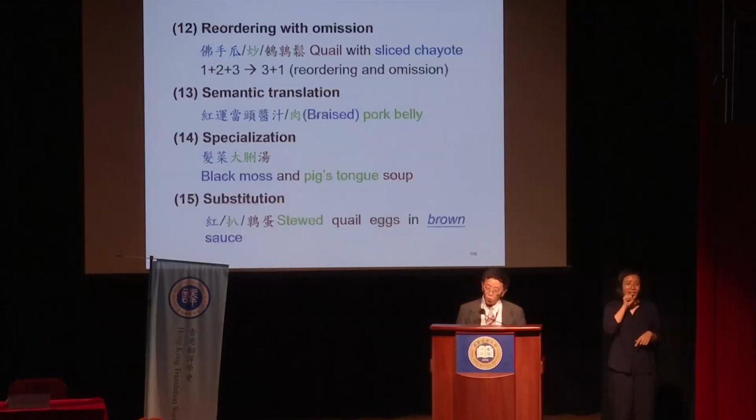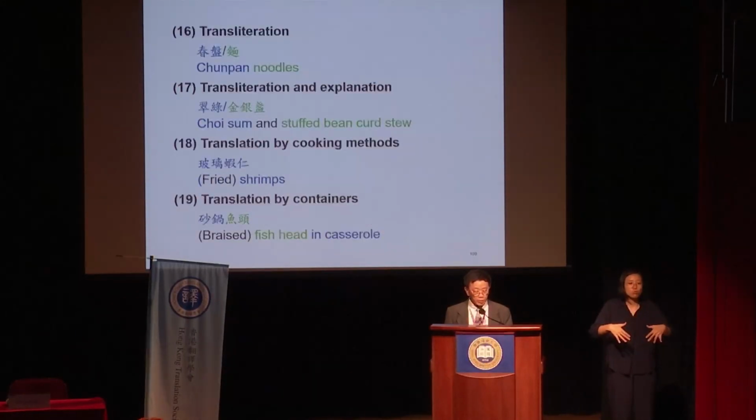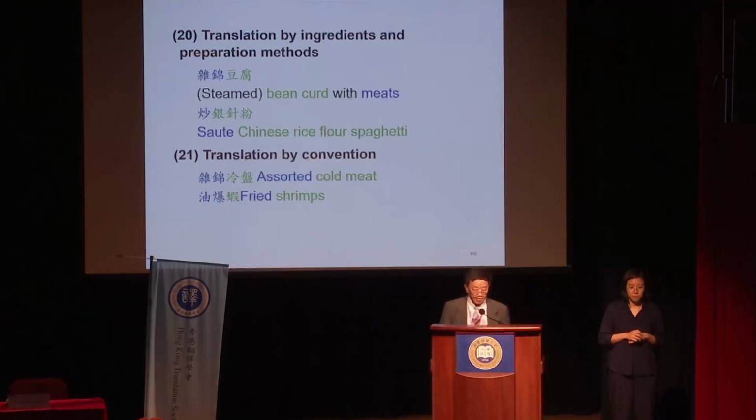You also reorder with an omission, and sometimes you simply do what we call semantic translation. 鸿运当头酱子入. What do you mean by 鸿运当头酱子? We simply get braised pork belly. And specialization, substitution, I think I don't need to translate. Sometimes we simply transliterate the dish name. Say 春盘面, we put it as 春盘 noodles, and so on. I think these are the methods that we use in translating dish names.